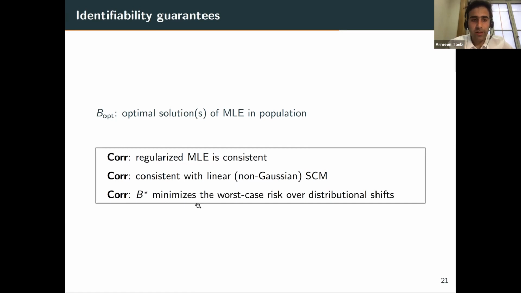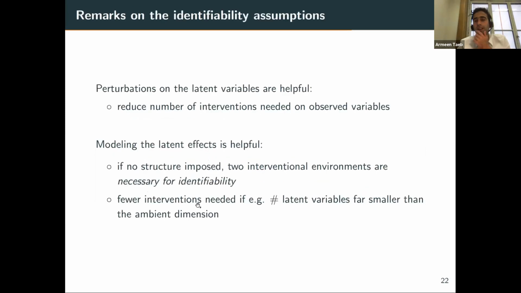Okay, so interestingly, there are a few things I want to point out here. One is that perturbations on the latent variables is actually quite useful for identifiability. In particular, in the paper, we precisely show this, that if you have perturbations on the latent variables, you do not need as many perturbations on the observed variables.